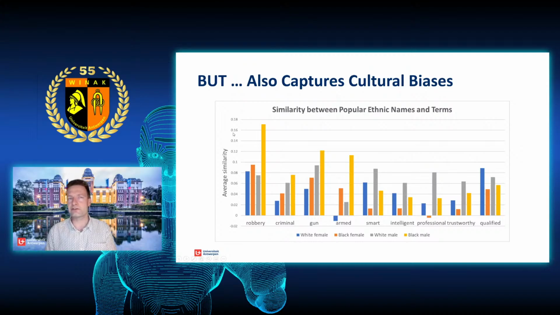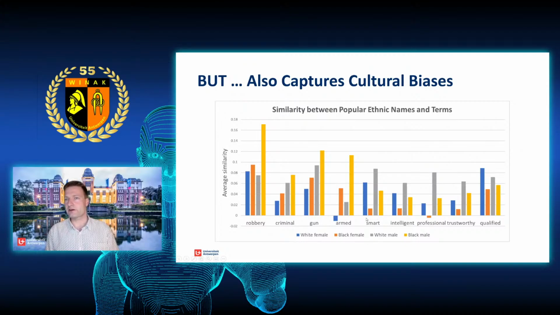Similarity ranges from 0 to 1, so it's not that they are right on top of one another, but the difference between the two is significant. Everything that's related to criminality, criminal, gun, etc., we see what we expect, knowing the biases that exist.